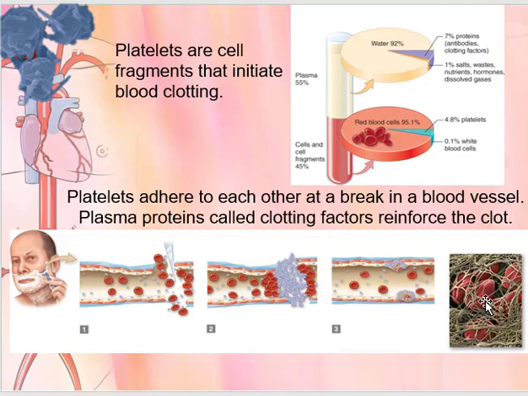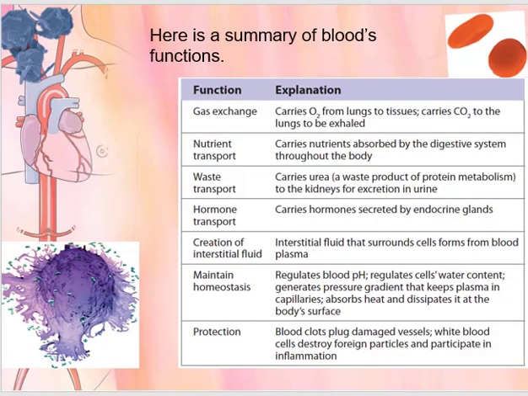Here's an electron micrograph here. They lay protein fibers over the clotted platelets to eventually attract resources and repair the blood vessel. Some functions of the blood: gas exchange, carries oxygen from the lungs to the tissues, and CO2 from the tissues to the lungs.